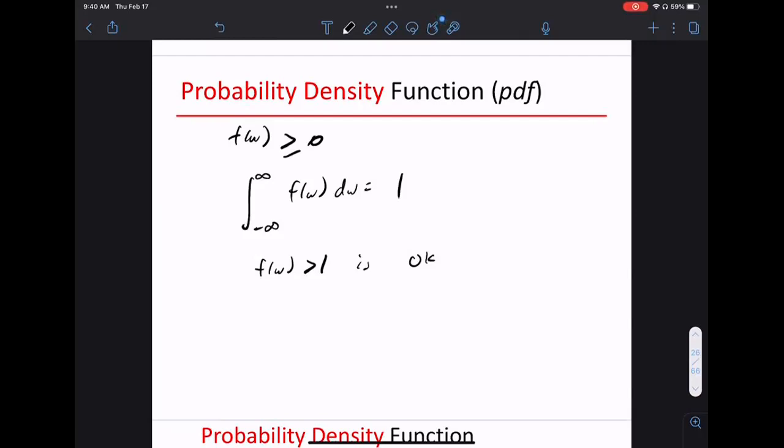The reason the density can be larger than 1 is, again, you're talking about a derivative of probability. So if things are very concentrated in one region, then this rate of change can be larger than 1. So this is okay. It's okay for a density function to be larger than 1, as long as the integral is 1.